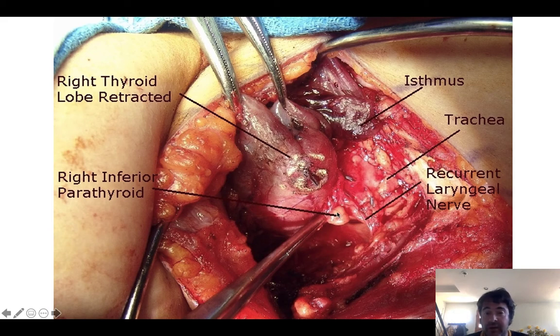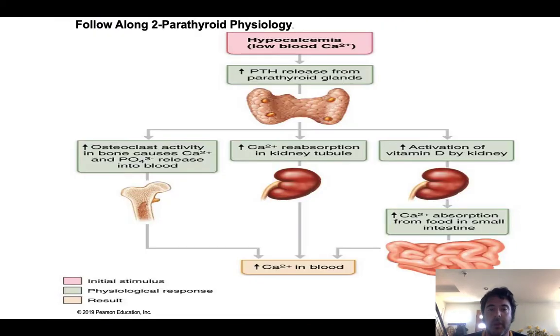You don't want to take these out if you're taking the thyroid gland out, because you need to continue to be able to maintain blood calcium levels. So when you think about parathyroid physiology, we just covered the anatomy. What activates the parathyroid glands? Well, hypocalcemia is low blood calcium. When calcium levels in the blood are low, that's detected by the chief cells in the parathyroid gland.